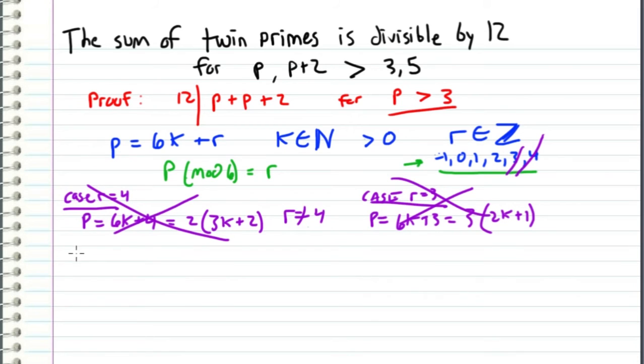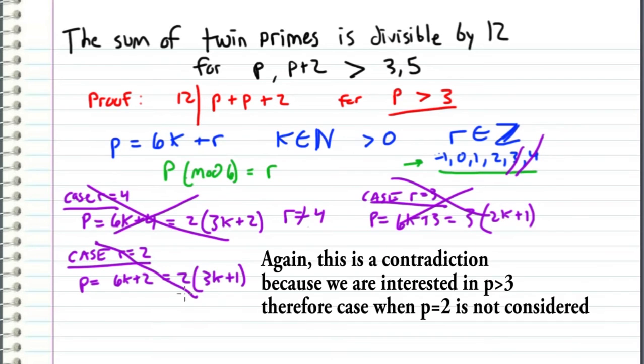So let's continue this. We now have the case that r is equal to 2. So we express the prime number as 6k plus 2, where we can see that we factor out a 2, we get 3k plus 1. This leads to a contradiction because it suggests that this prime is divisible by 2. Therefore, we can eliminate the case when r is equal to 2.